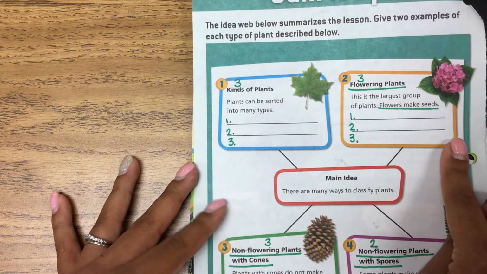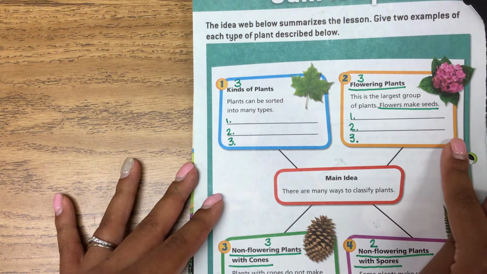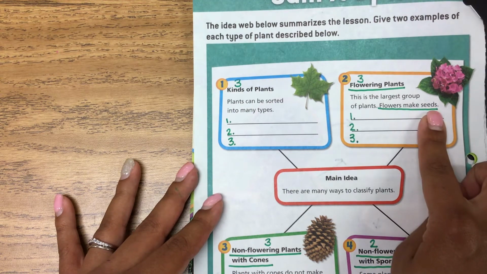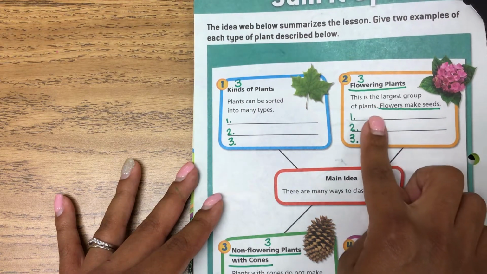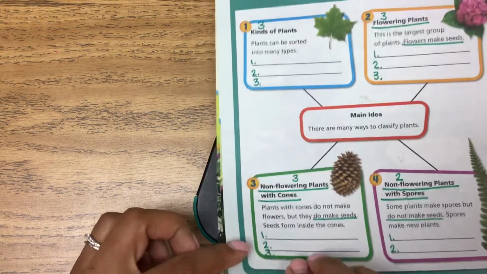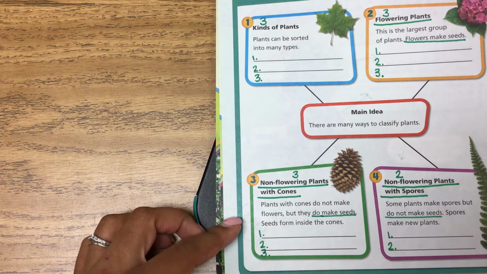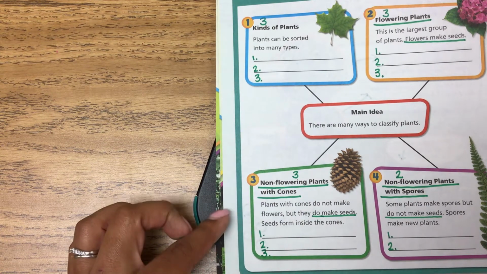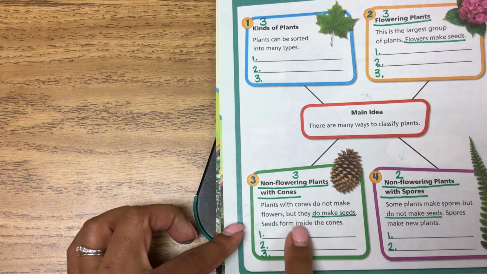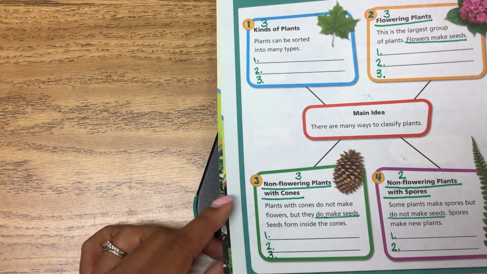Number 2, flowering plants. This is the largest group of plants. These flowers make seeds. Go back in your text and find 3 examples of flowering plants. Number 3, non-flowering plants with cones. Plants with cones do not make flowers, but they do make seeds. Seeds form inside the cones. Go back in your text and write down 3 types of non-flowering plants with cones.